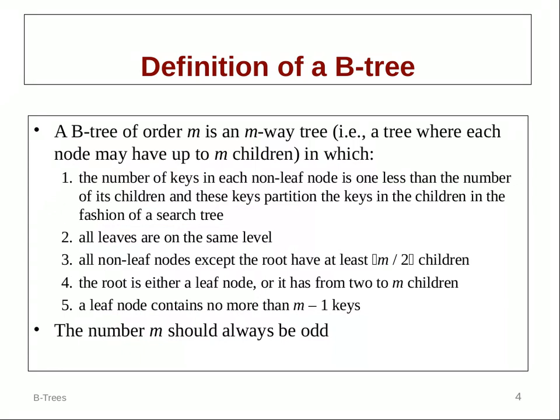All non-leaf nodes except the root must have at least m divided by 2 children. That's going to make a lot more sense when we have a more complicated B tree, which we'll get to in a minute. That's just a way of doing balancing. The root is either a leaf or it has 2 to m children. In other words, the root cannot have just one child. And a leaf contains no more than m minus 1 keys. All right. And m should be odd.